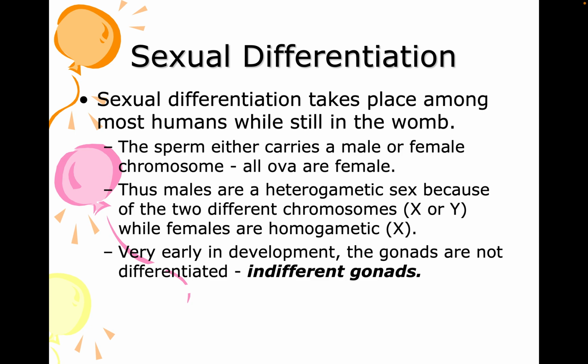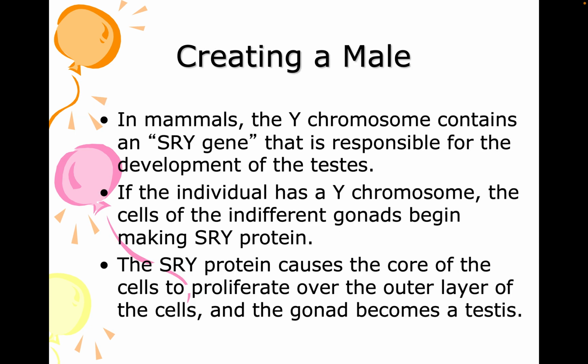So if it was up to the mother, all of her babies would be female babies. Thus, males are the heterogametic sex because of the two different chromosomes, X or Y, while females are homogametic. Both of them always produce X's. Very early in the development, the gonads are not differentiated, and this is known as the indifferent gonads. In mammals, the Y chromosome contains an SRY gene that is responsible for the development of the testes.